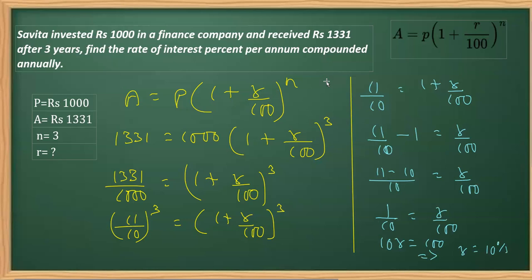So we had to find the rate of interest in this case, and we calculated the rate of interest, and that comes out to be 10% per annum.